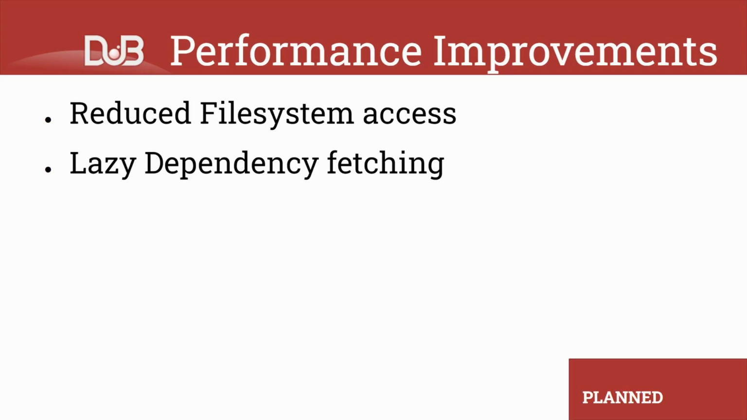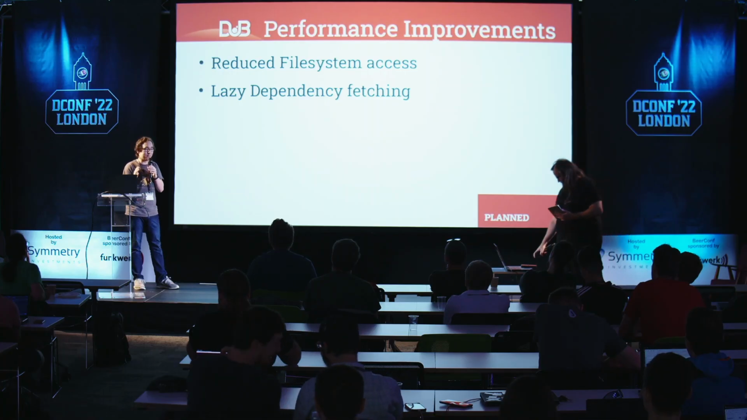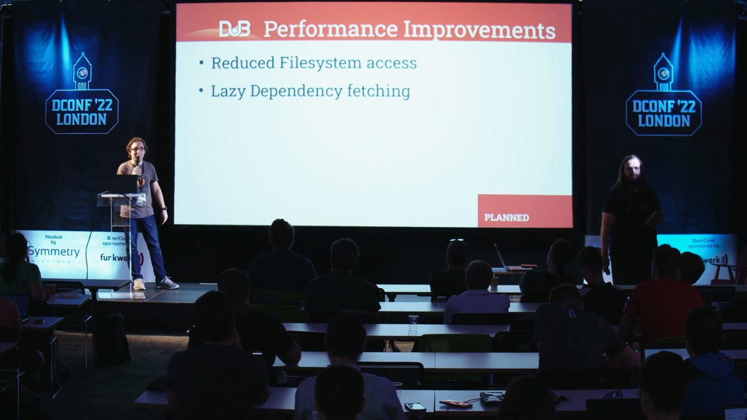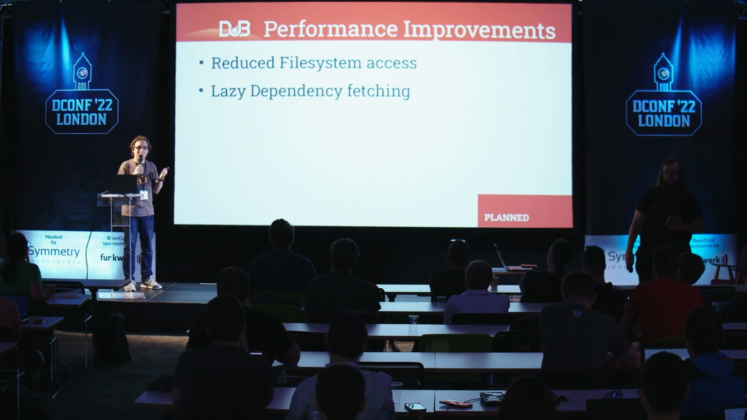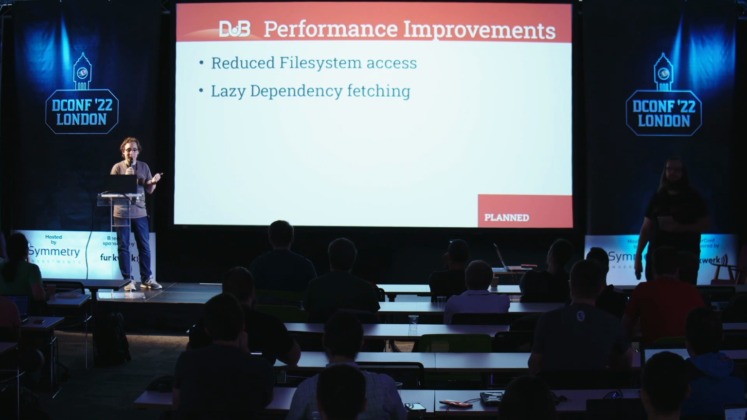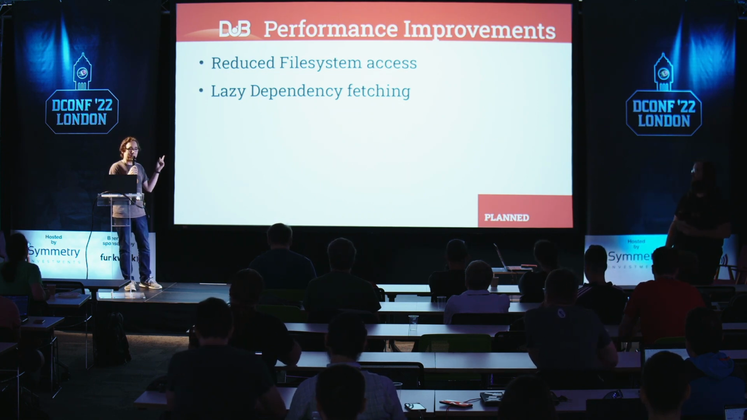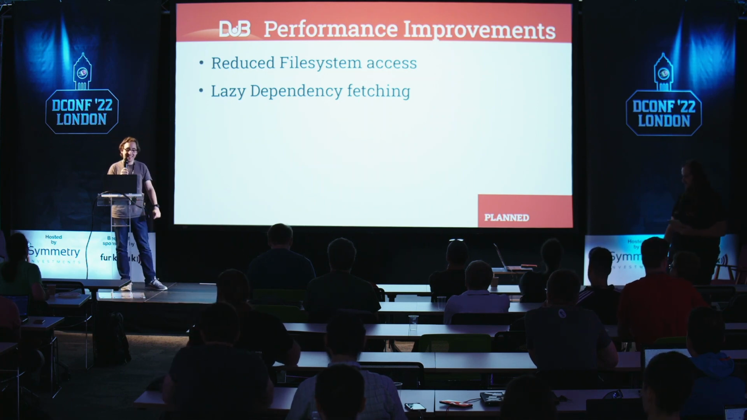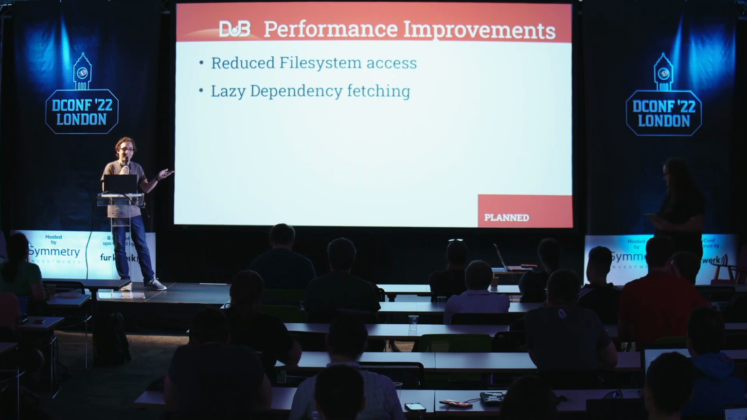Performance improvements. We are working right now on reducing file system access, because the more packages you have on your PC, the slower dub gets, and we definitely want to avoid that. So first of all, fewer reads to the file system. Right now it goes through all the packages, reading all of them 3 times on every dub command you run. And we want to change that so it actually only reads the dependencies you need.